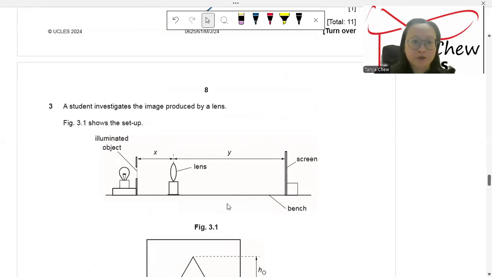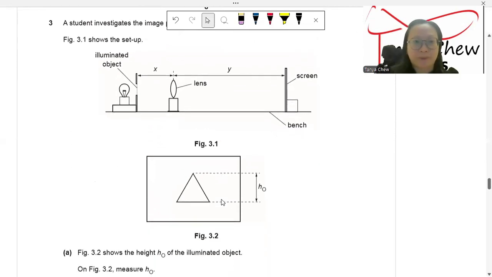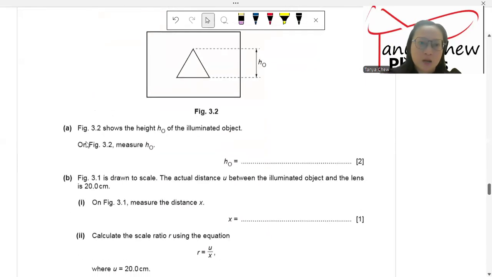Now, question number 3, a student investigates the image produced by a lens. Fig 3.1 shows the setup. Now, Fig 3.2 shows the height h0 of the illuminated object. On Fig 3.2, measure h0. So you have to place your cm rule on h0 to measure that h0, and I got 1.6 cm.